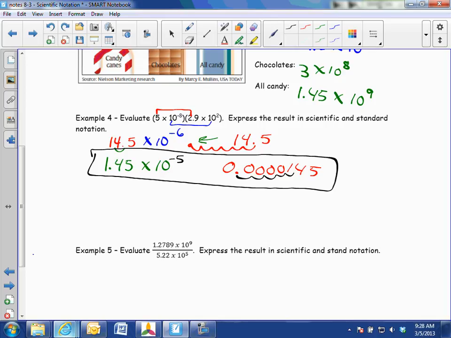When in doubt, you can always check by plugging it in here. I mean, you can take the original up here and type that into your calculator. As long as you type it in right and you come up with this, then you know that you're okay. If in doubt, write it out.